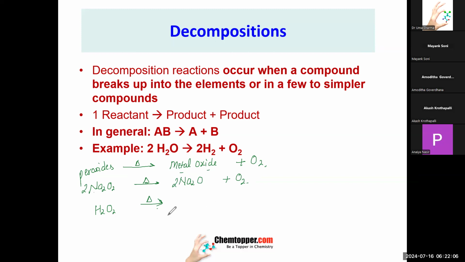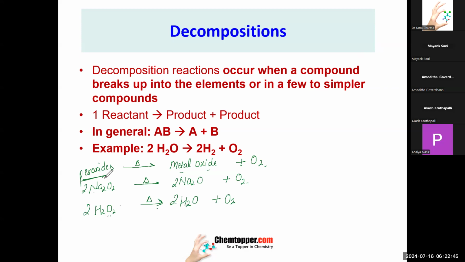H2O2. Do the decomposition of H2O2. Of course, there is no metal, but hydrogen is just like alkali metals. H2O2, children. Yes, Akash, you're good. H2O2, Ananya and Amodita. Yes, H2O plus O2. See, many teachers, they also forget about these reactions. But they are very easy to memorize, easy to understand. Like peroxides have plenty of oxygen in them, so they undergo decomposition to give oxygen gas.